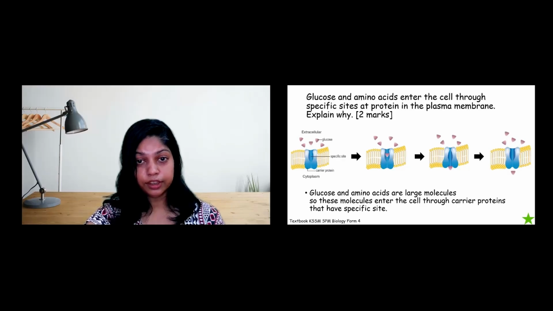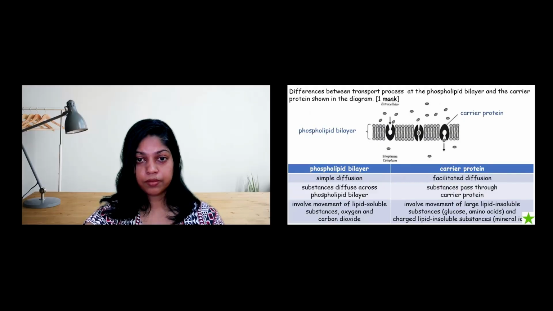Lipid-insoluble molecules such as glucose, amino acids, and ions cannot move across the phospholipid bilayer because they are hydrophilic. In addition, glucose and amino acids are large molecules. They move by facilitated diffusion through carrier proteins down the concentration gradient. The diagram and the table show the differences between transport across the phospholipid bilayer and transport through carrier proteins.